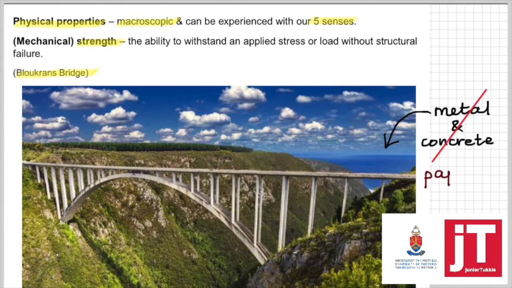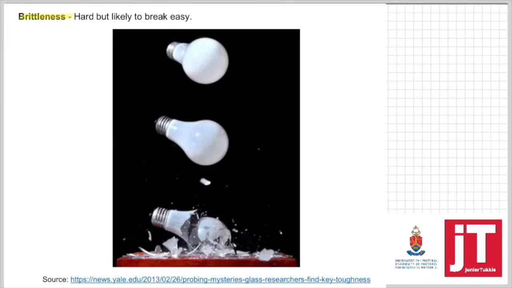On the other hand, if we took this bridge or these materials and replaced them with paper, we know that if a person or car would want to pass across the bridge, it would fall apart very easily because paper is not very strong. The term brittleness refers to objects that are hard but break very easily.